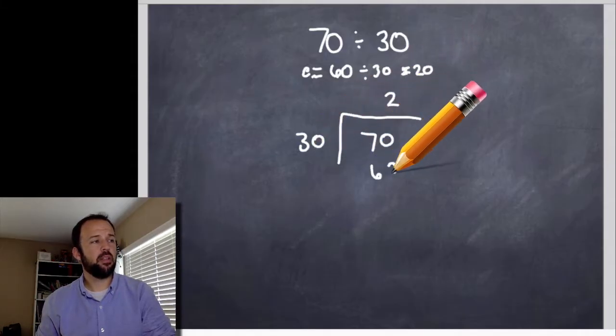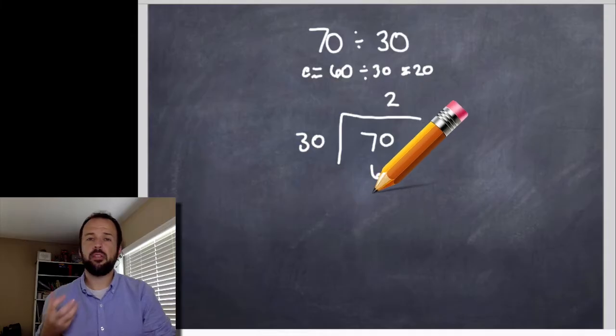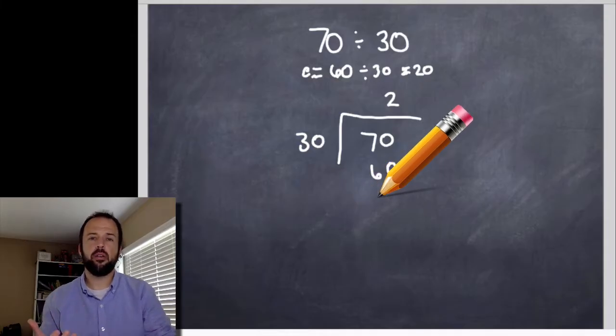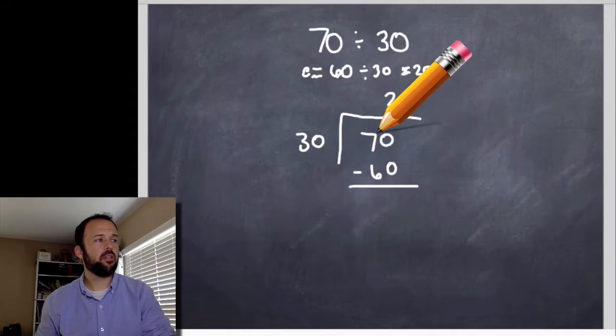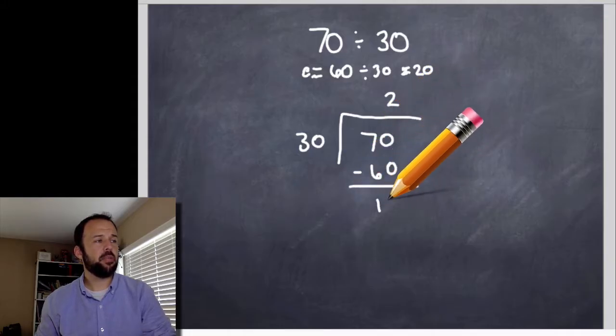So I'm going to go ahead and write that in here. And then my next step is to see how far off I was. How close was I able to get? So I'm going to subtract these two, right? So 70 minus 60 is going to give me 10.